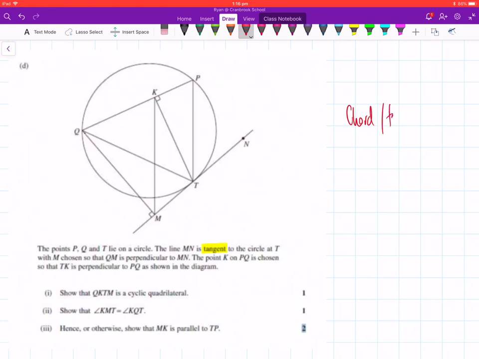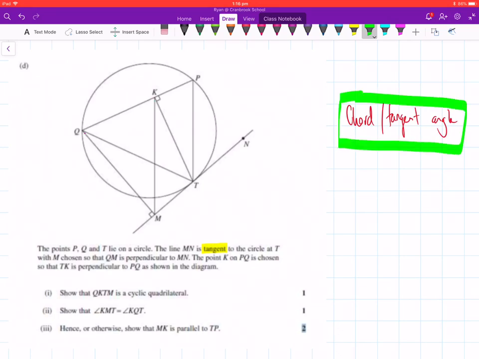Chord and tangent angle. Now the reason I'm writing that down is, if they've given you a tangent, then you will be using it. And this is really the only rule that is left for me to use. So I'm pretty sure I'm going to use that at some point in the question. So let's have a look at the first part. Show that QKTM is a cyclic quadrilateral. So I'm just going to draw that quadrilateral in. Here we go.